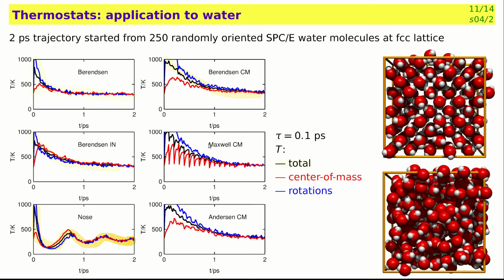This is a Maxwell-Boltzmann thermostat applied to the center of mass. We can see that every 0.1 picosecond there was a reset of all degrees of freedom, so there are jumps here, but it works too. And this is the Andersen thermostat applied to the center of mass, a similar one, but I visit molecules randomly once in a while, so it works essentially in a similar fashion. I don't have the Langevin thermostat here, but we'll see it later.